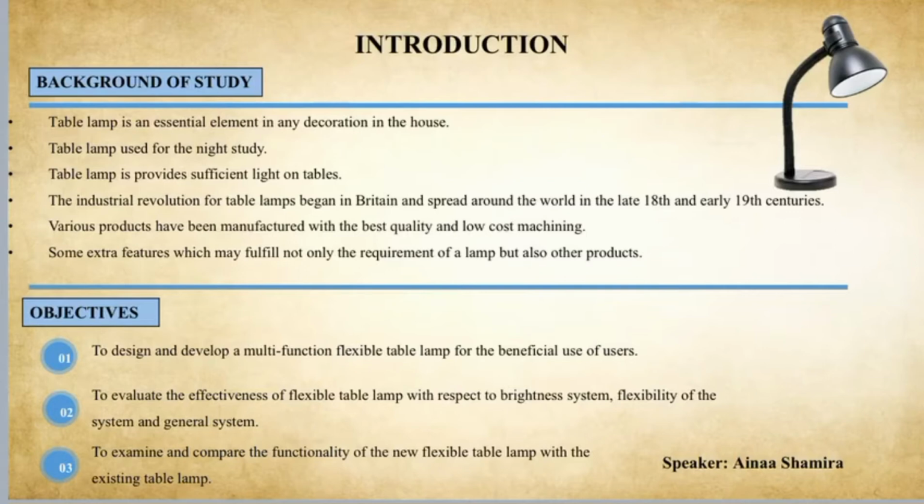There are three objectives in this study. The first one is to design and develop a multifunction flexible table lamp. The second one is to evaluate the effectiveness of the flexible table lamp with respect to brightness system, flexibility system, and general system. The third is to examine and compare the functionality of the new flexible table lamp with the existing table lamp.